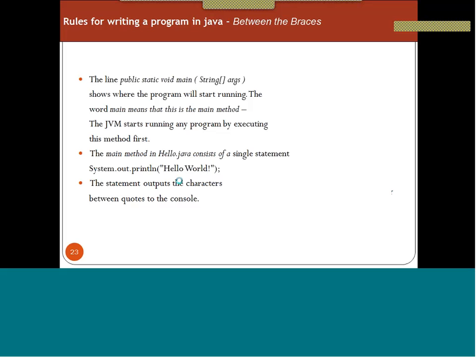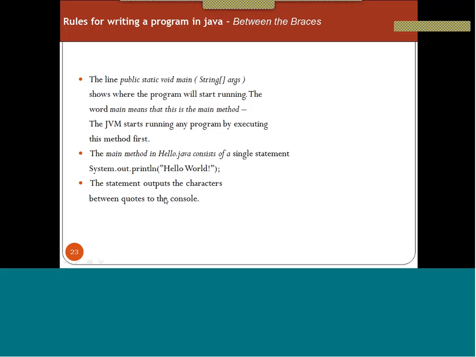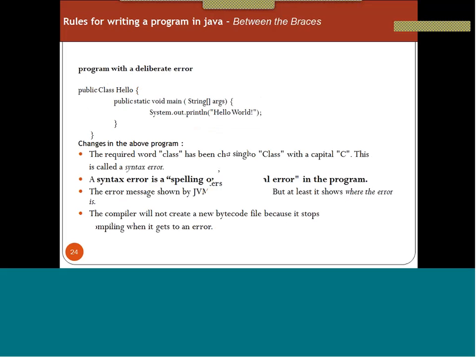The statement outputs the characters between the quotes to the console. Here, what is between the quotes? This part: hello YYY is enclosed in double quotes and hello world is enclosed in double quotes. That will be displayed to the console. Hello YYY, hello world.